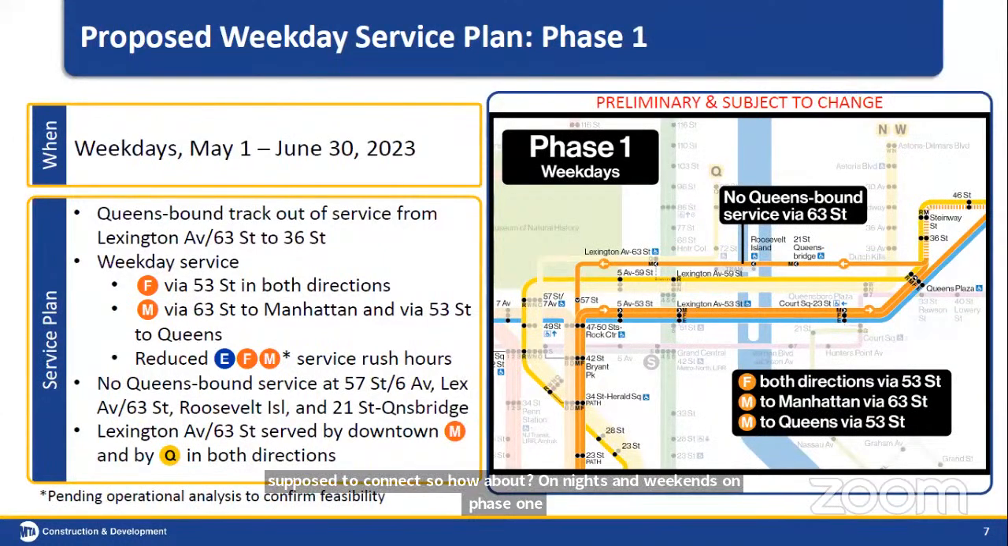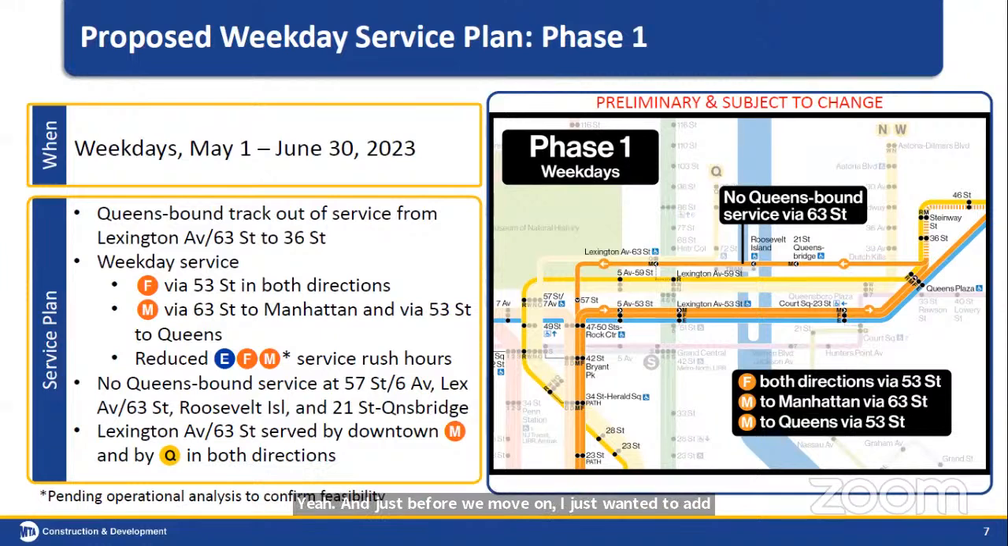And just before we move on, I just wanted to add also the M trains do run local on Queens Boulevard out in Queens. They are traditionally less crowded than the F trains since they're running local and not express. So that's another reason why we're doing this.